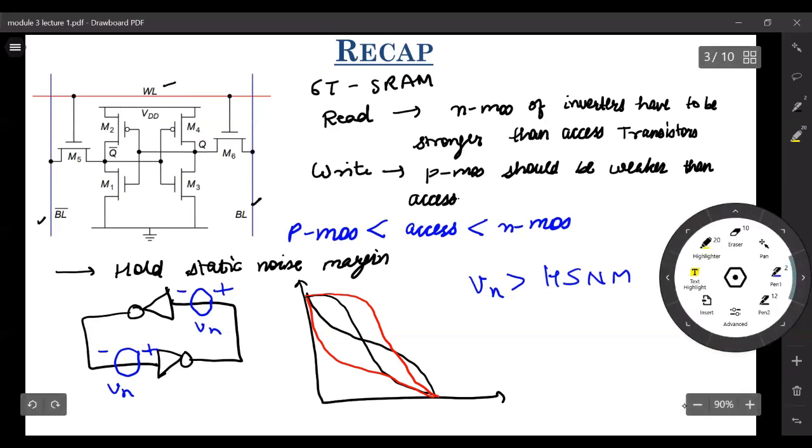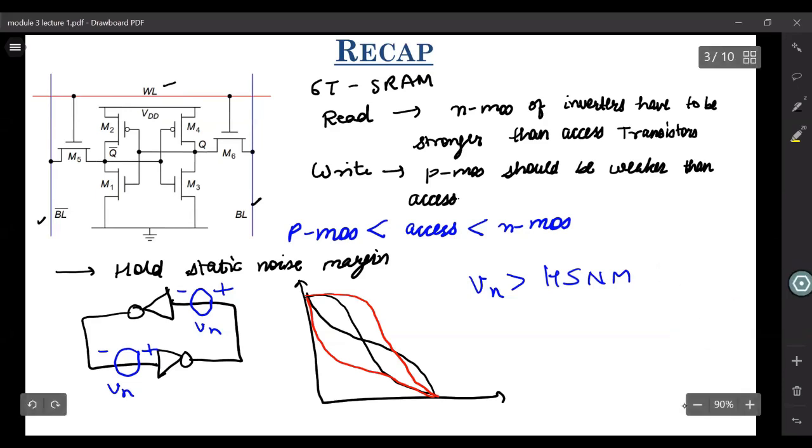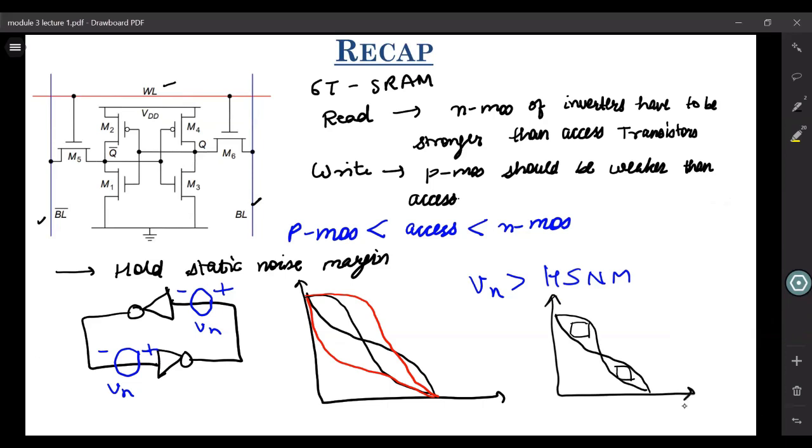We also said that we measure this hold static noise margin by finding the size of the maximum square that can fit inside these loops. So this is how we characterize our hold static noise margin. For finding this VTC, we simply apply an input here and check the output over here for the first inverter, that is inverter 1. And for the second inverter, we apply an input over here and check the output over here. So this was what we discussed about hold static noise margin.